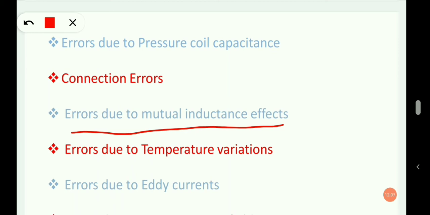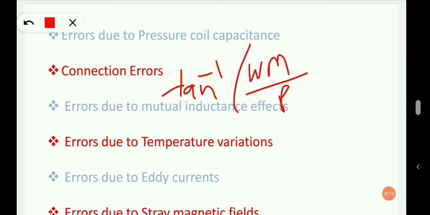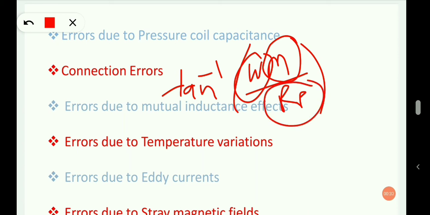The change in phase angle can be expressed mathematically as tan inverse of omega M upon Rp, where M is the mutual inductance between the coils, omega is the angular frequency, and Rp is the resistance of pressure coil.